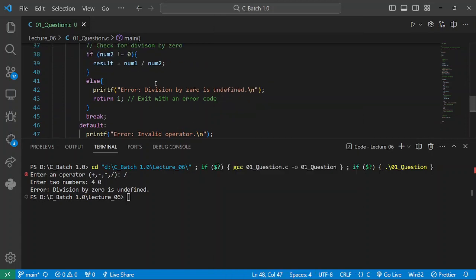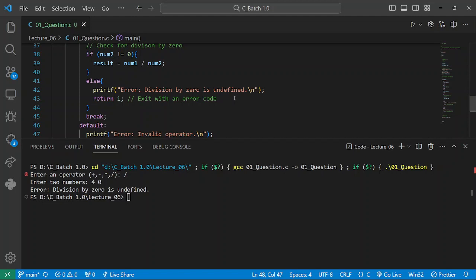So yeah, you can see what it's written. Error: division by 0 is undefined. Exit with an error code. The reason I am writing this is so that my code comes to know exactly what I am doing here.